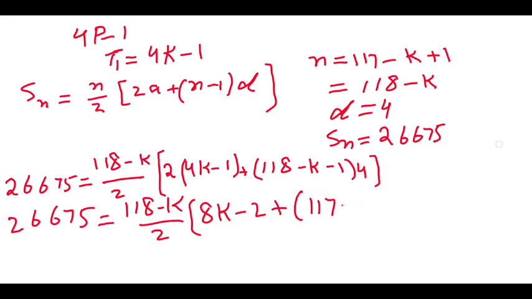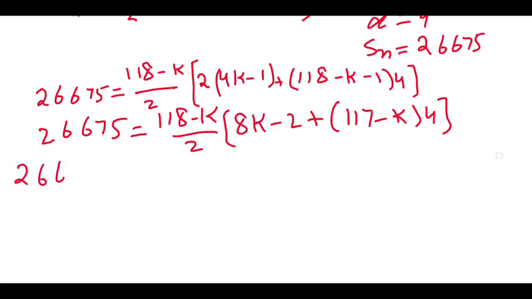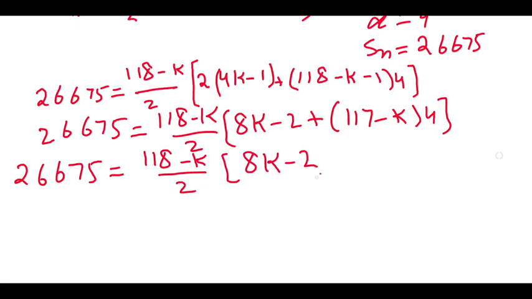117 minus k, multiply 4. So the 26675 is equal to 118 minus k over 2. And further simplify: 8k minus 2, 4 times 117, use my calculator, it's going to be plus 468 minus 4k. Now, combine the like terms.